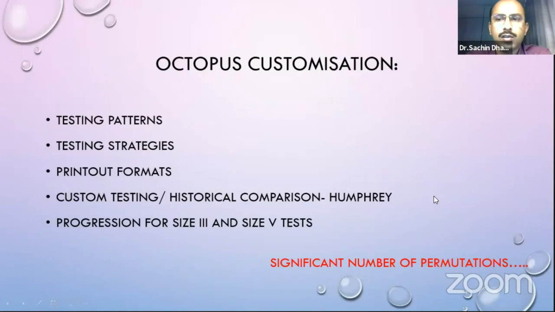So for Octopus, I have the 900 professional model, and that truly compares to the Humphrey because it's a bowl perimeter with the projection type of perimeter. I wouldn't say that 600 is directly comparable, but 900 does compare pretty well. The good point about Octopus is we can customize our test patterns, test strategies, and printout formats. We can have custom testing, historical comparison with the Humphrey, and progression for size 3 as well as size 5 tests. So we can have a significant number of permutations that are possible.